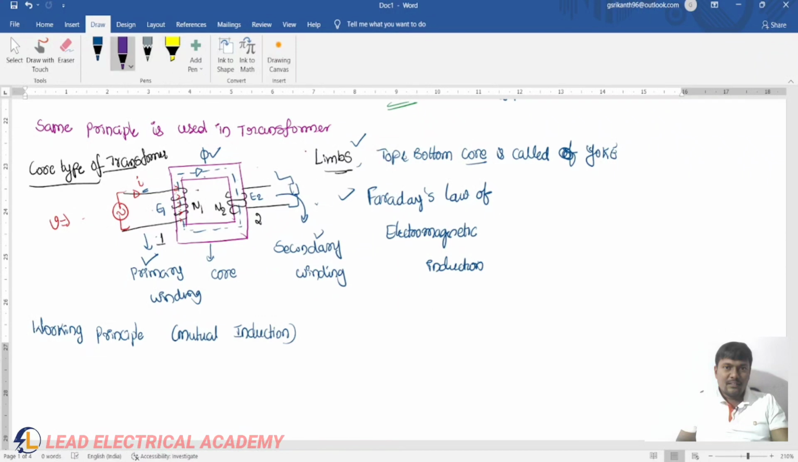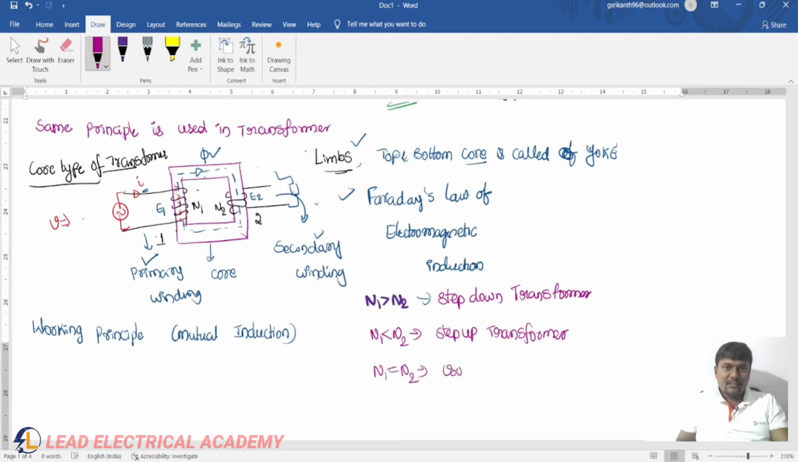One more thing: if N1 is greater than N2, the primary number of turns is more and the secondary number of turns is less, so we can say it is a step down transformer. If N1 is less than N2, it is a step up transformer. And if N1 is equal to N2, it is an isolation transformer.